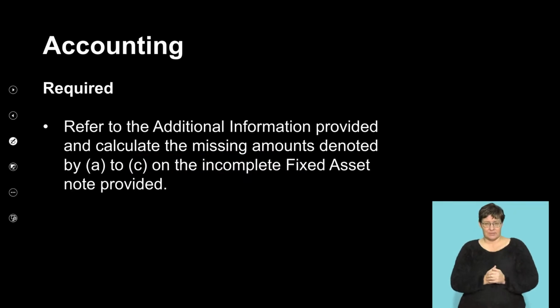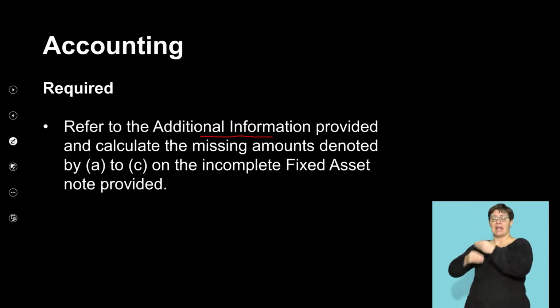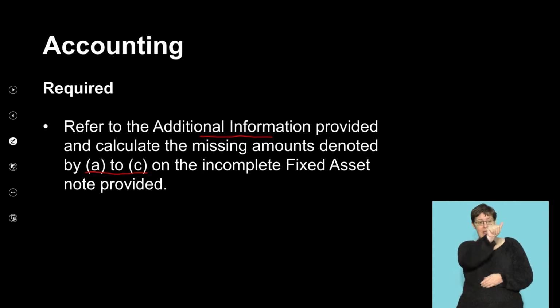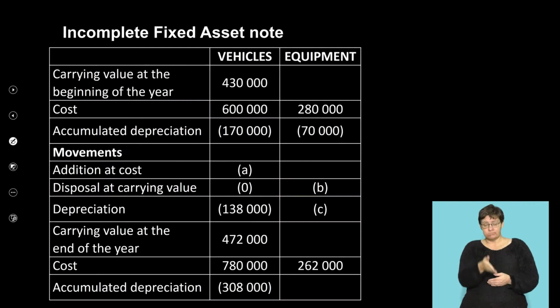Okay. The first one says, refer to the additional information to calculate the missing figures A to C on the incomplete fixed asset note. Here we go. There's our fixed asset note. Clearly you can see there are certain items that you need to calculate. That's A, that's B, and that's C. Let's start with A right away.